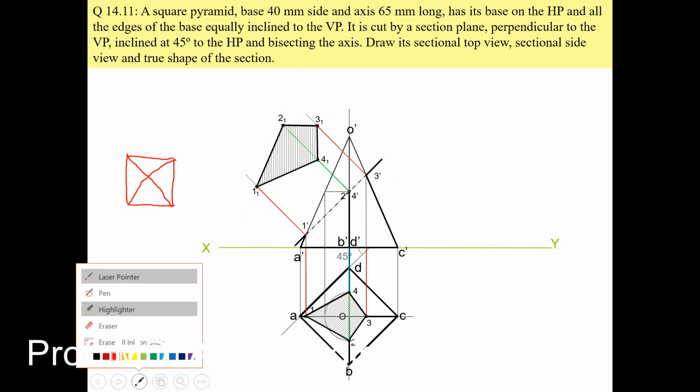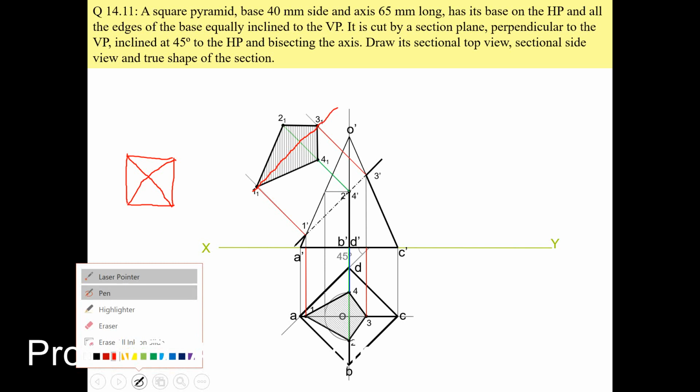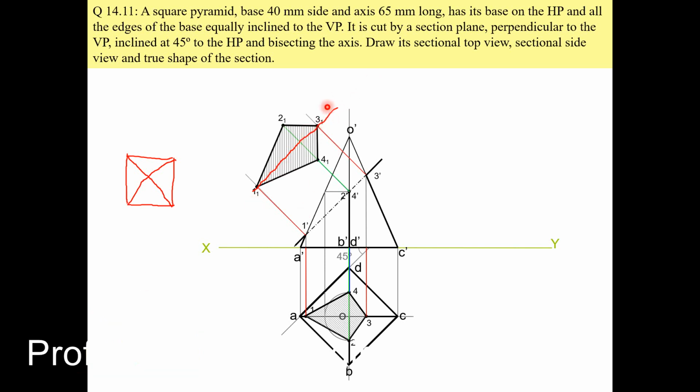In this way I will show you. It is not shown in this, but it should be a straight line. After drawing this line, you will get the first points, 1 dash and 3 dash. They are on the edges of the solid, so you will get 1₁ and 3₁ directly. To get 2₁ and 4₁, you have to take the reference from this sectional top view.